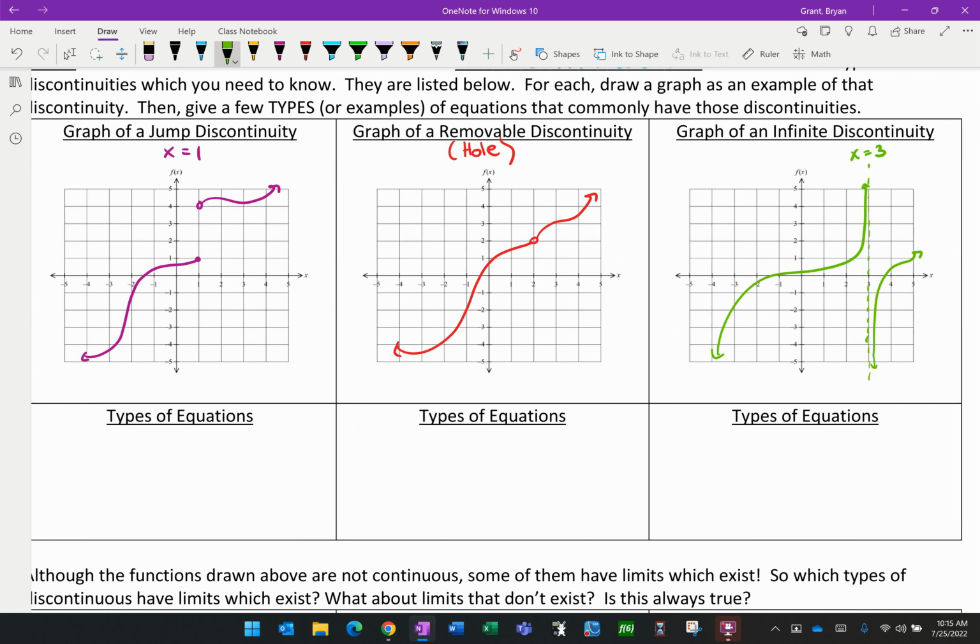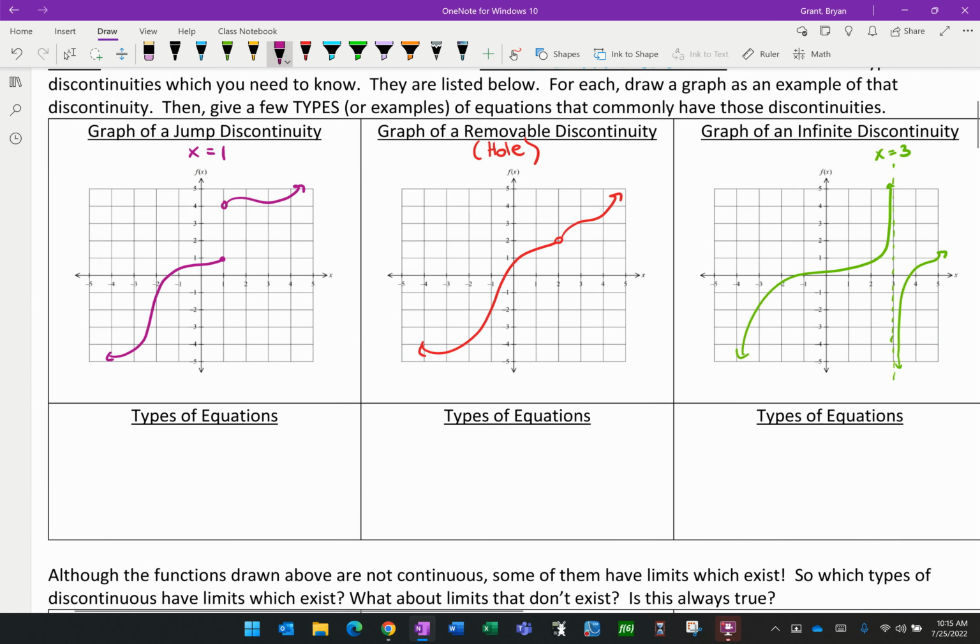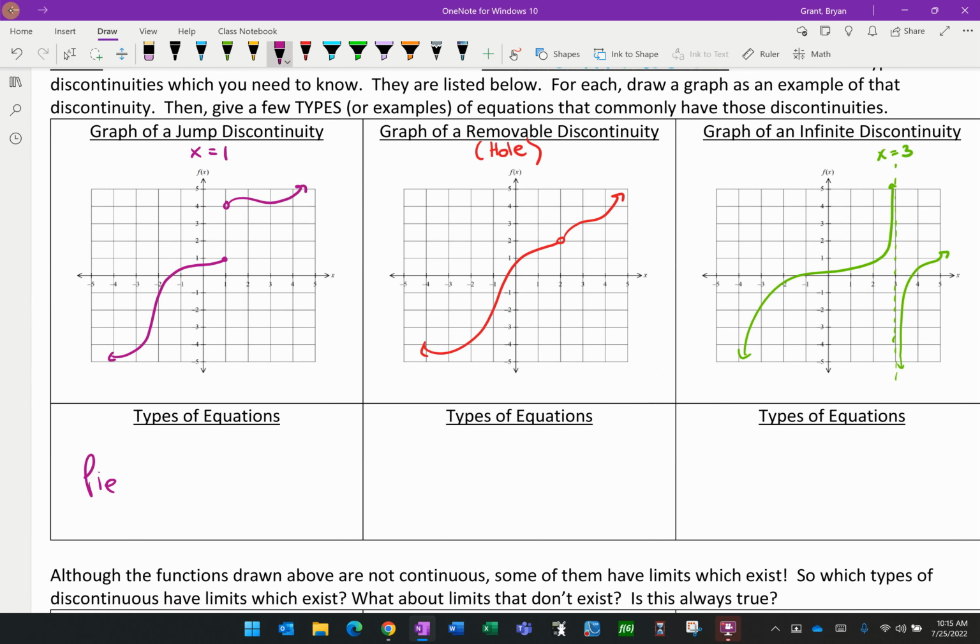What types of equations? Well, typically a jump discontinuity comes from a piecewise equation, right? Where you have y equals, and then you have that cool little curly brace here. And there's multiple different equations. That's why it jumps up from one to another.